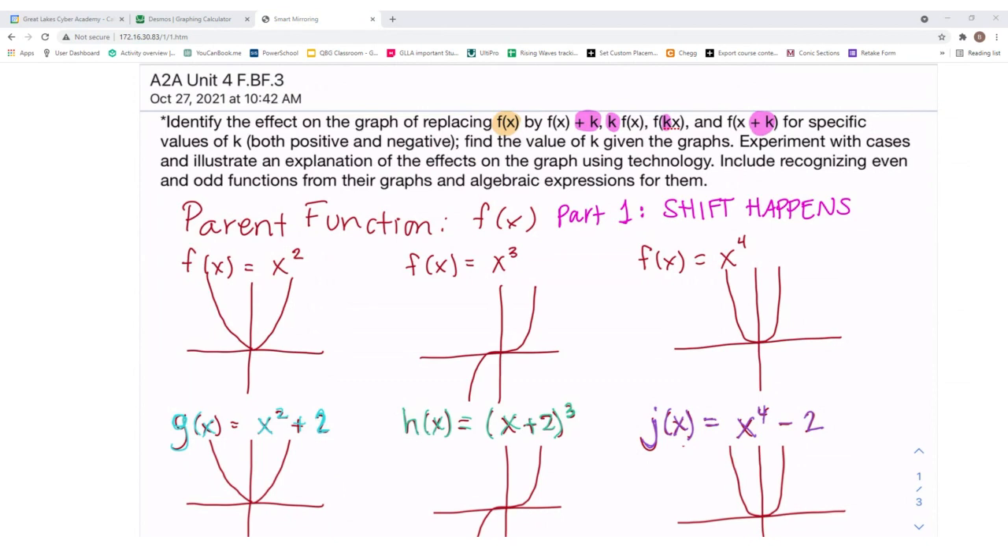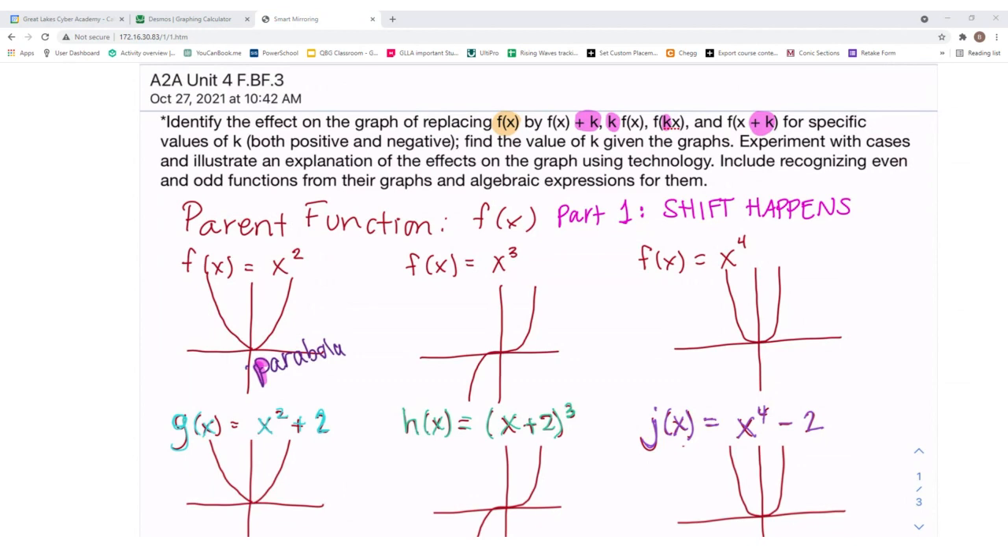So first we're going to start with the parent functions. I call this part one, shift happens, because we're talking about shifts, whether that's a horizontal shift or a vertical shift. We have our parent functions. X squared, you might remember, is called a parabola. This is a cubic. There's not a fancy name for that. I joke that it's like a disco thing pointing up and down.